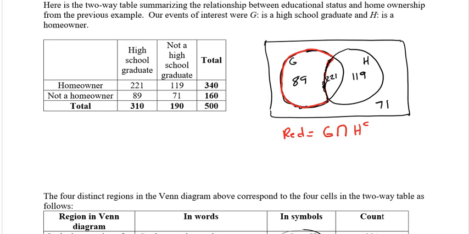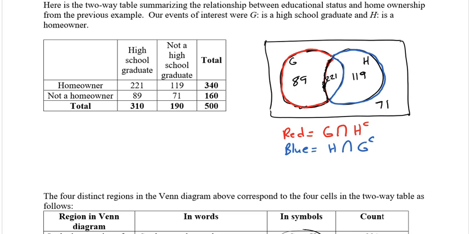Now this part within the blue here, that blue, that's H intersection with G complement. So in other words, it's everything that's inside of H that's not in G. Inside of H but not in G.